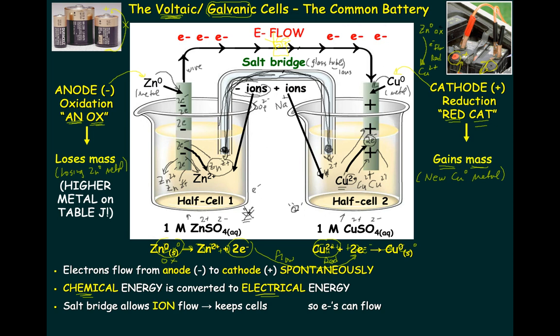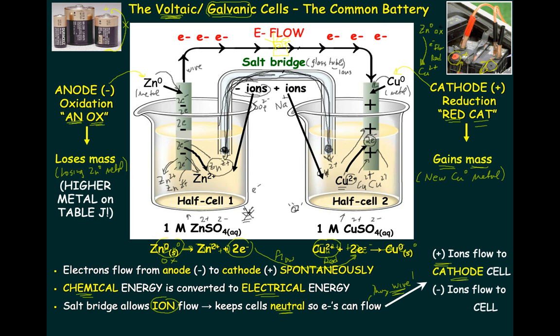The salt bridge allows ions to flow, not electrons. It allows ions to flow to keep the cells neutral so that the electrons can flow through the wire. Again, through the wire. Electrons flow through wires. Where do the ions flow? Positive ions flow through to the cathode cell. Negative ions flow through to the anode cell. You could think of positive ions flowing to the positive cathode cell, negative to the negative anode cell.